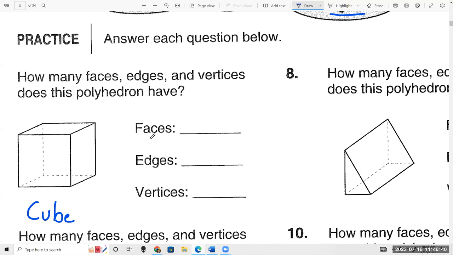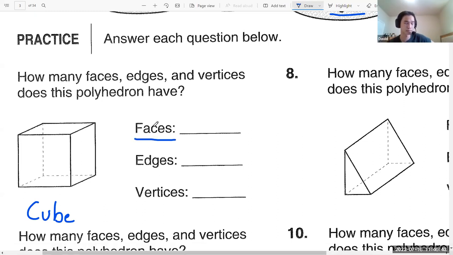Yes, let's start with faces. There are six faces. Six faces? You are correct. You can take a look, say one is back here, another one is sort of back there, one is on the bottom. So those are all the back sides. Now, if we look at the front, we have this one, and this one. The dots are a little weird to look at, but yes, you're correct. Six faces.